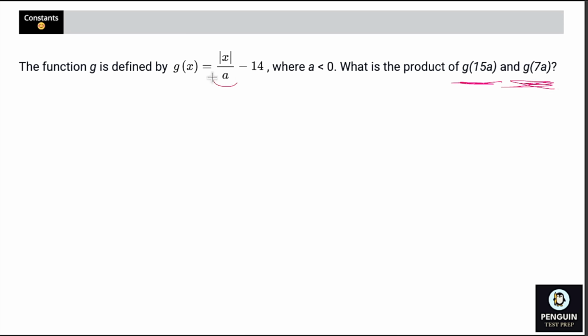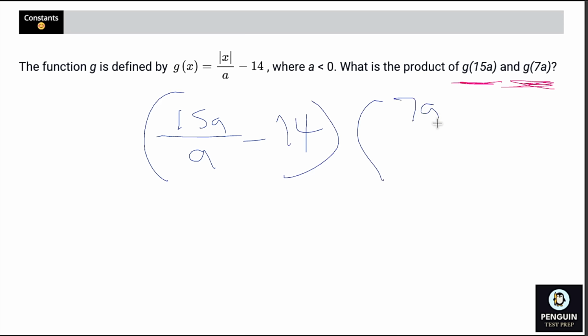And while 1a is upsetting, 2a's in this situation are actually quite nice because a stands in for x. So for example, g of 15a would just be 15a over a minus 14. And then we're going to multiply that by g of 7a. So 7a over a minus 14. And yeah, if you can't see it already, this is beautiful. The a's are going to cancel out. And basically we just have 15 minus 14 times 7 minus 14.